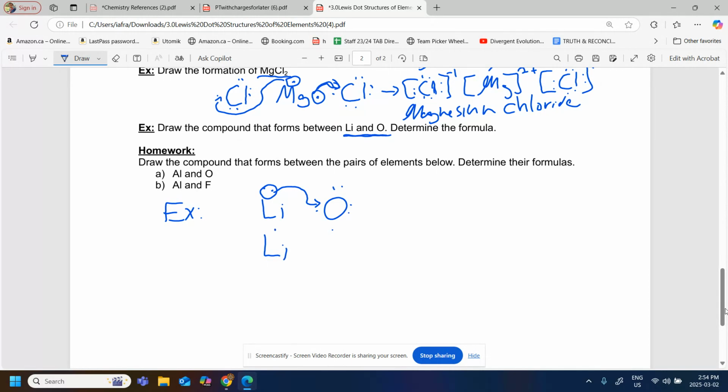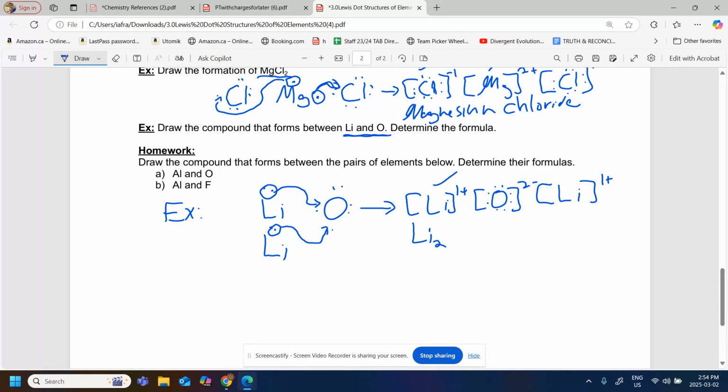So you keep drawing them until you can make both happy, where the metal can lose all and the nonmetal can gain what it needs. So this lithium here will also transfer, and so what we'll have is a positive lithium because it lost 1 electron, a negative oxygen because it gained 2 electrons, specifically 2- since it gained 2, and on the other side a positive lithium. So usually you write the metal first, Li. There's two of them. 2, because there's 1 and 2. And then there's only one O, so O.